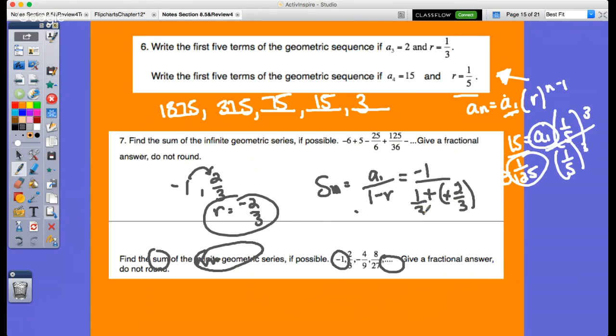Now, 1 minus negative 2/3, we add this together. We could put a 3 on the bottom to get common denominators. What I do to the bottom, I do to the top. 3/3 plus 2/3 is 5/3. -1 divided by 5/3, I could flip this to the top, make it 3/5. -1 times 3/5 would be equal to -3/5. And that right there would be the sum of an infinite geometric series.